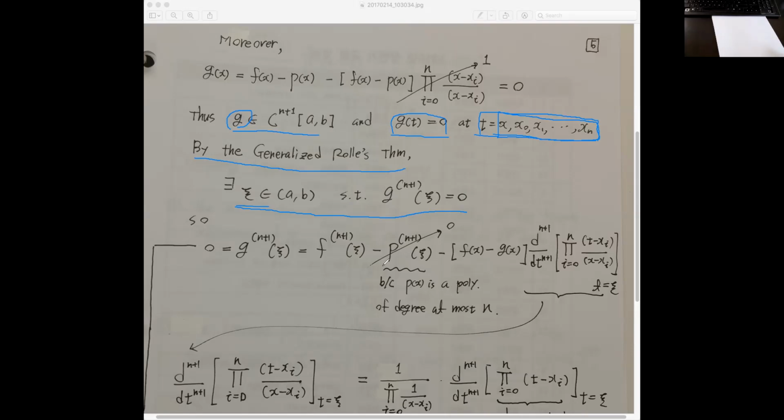For any nth degree polynomial, if you take the derivative n times, we're going to get 0. Think about a linear, degree 1 polynomial: if you take a derivative twice, we get 0, right? For a quadratic, degree 2 polynomial, if you take a derivative 3 times, you get 0. Likewise, since p is a degree n polynomial, if you take a derivative n plus 1 times, that's going to be 0. So the (n+1)th derivative of p is going to be 0. And then look at this. We take a derivative of this guy with respect to t, n plus 1 times.